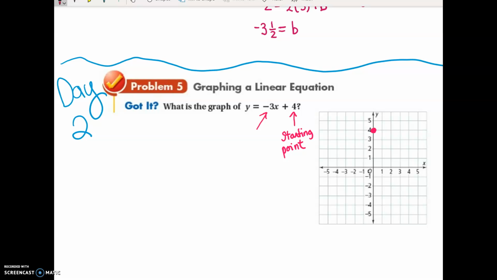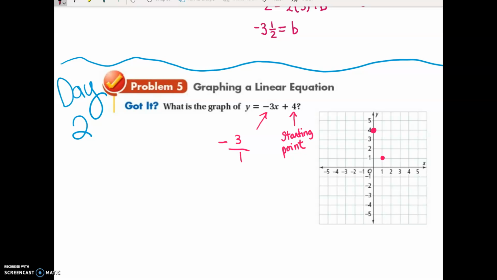So that negative could carry to the top or the bottom of your fraction, but we know that it needs to be -3 over 1 as far as telling us what to do from our starting point. So I'm going to use the negative with the numerator. That means I would go down 3 and then right 1. When it's positive, you go to the right.